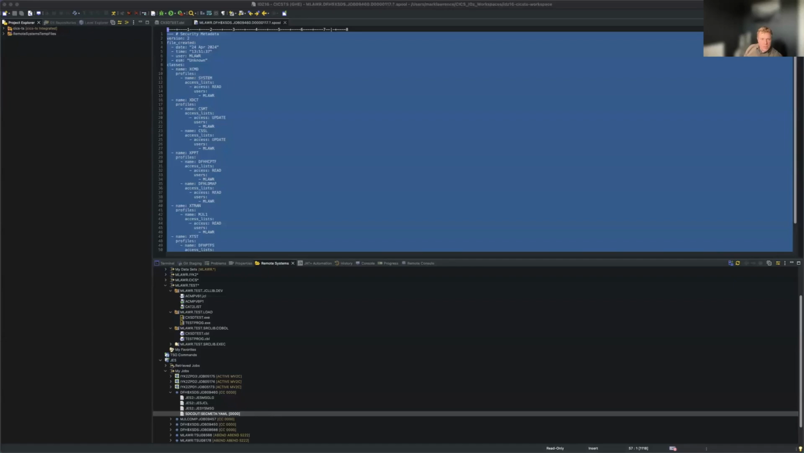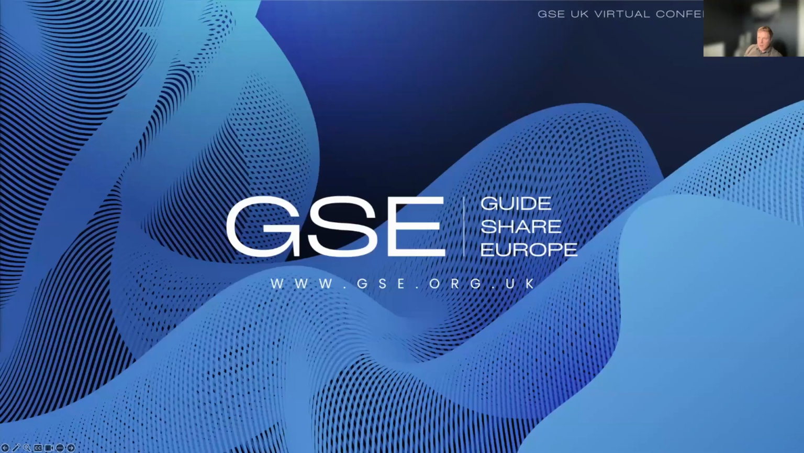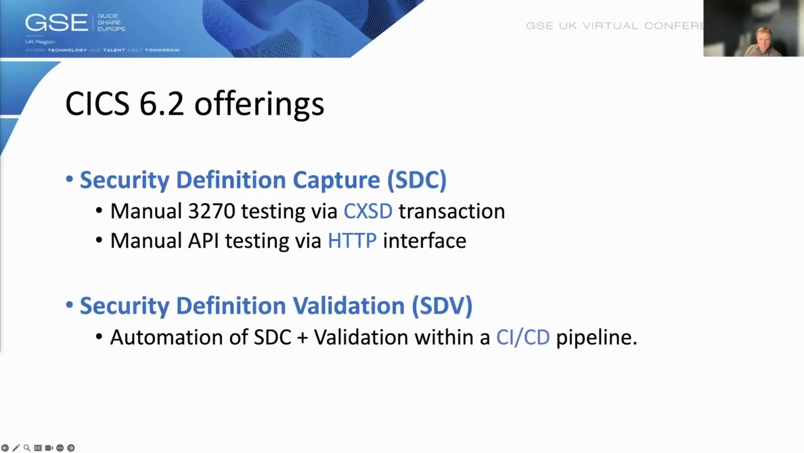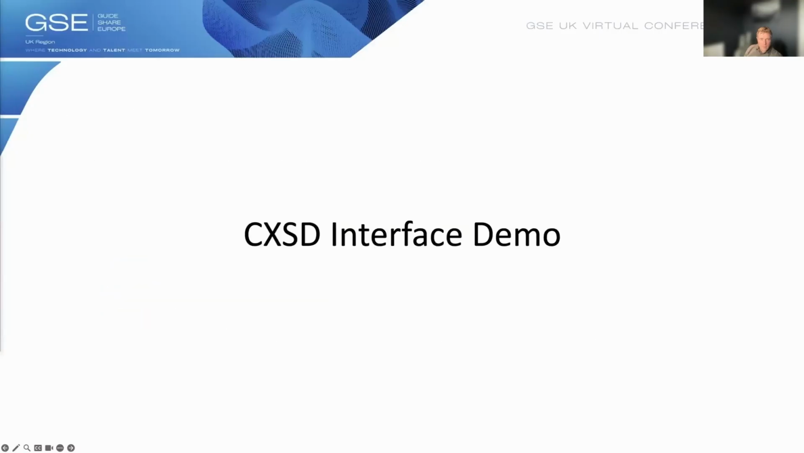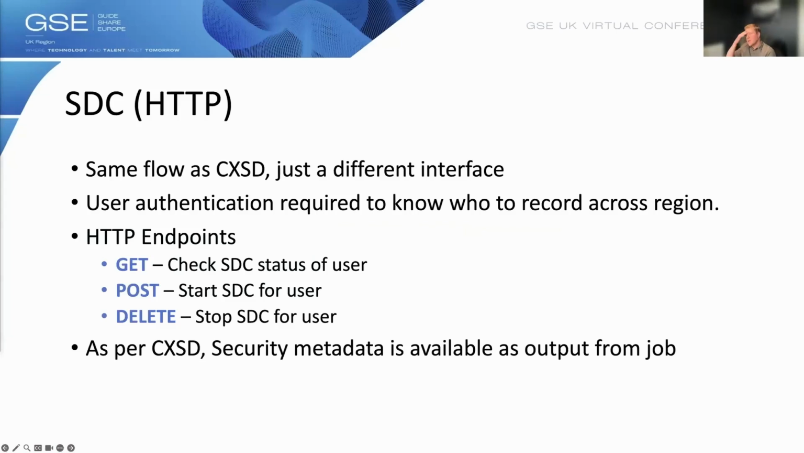That's all I wanted to demonstrate for CXSD. So I'll go back to where I was. Right, that's the demo. So that's the CXSD 3270 terminal. We've also got the other offering, which runs on HTTP, which is exactly the same flow as CXSD, but it's just using a different interface to turn SDC on and off.